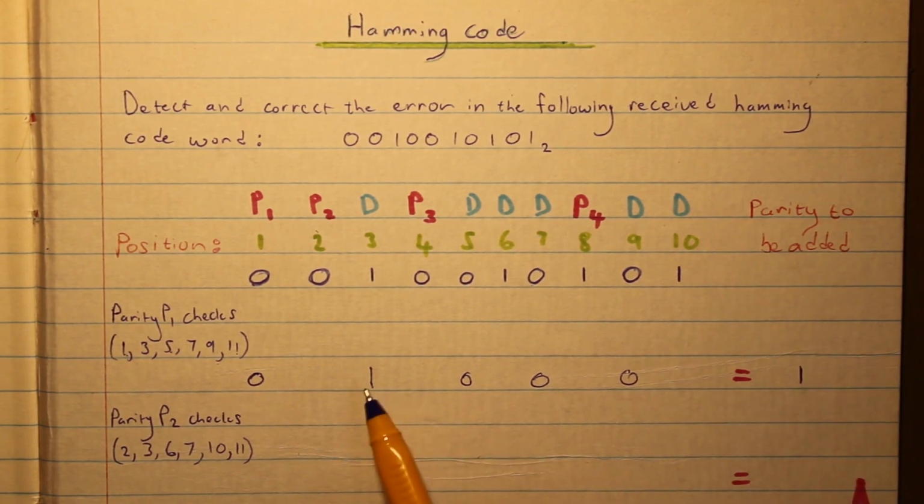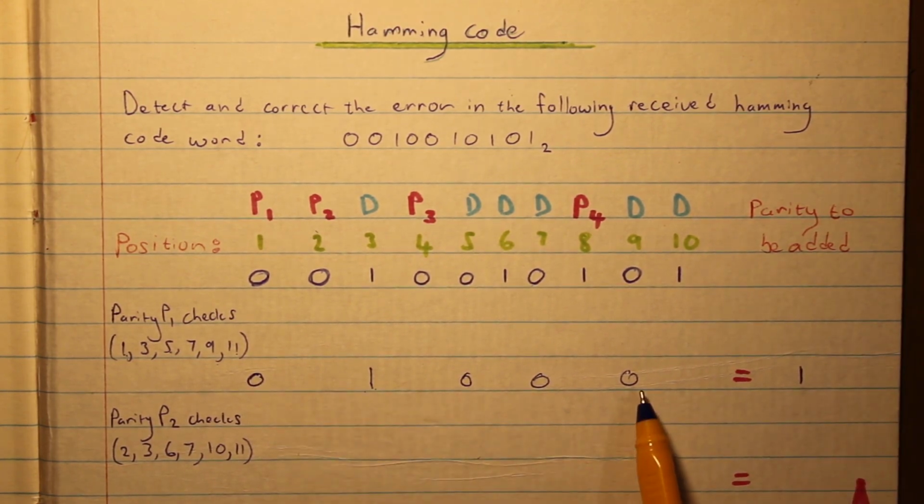Okay, so there's only 1 there, which is an odd number of ones. So therefore, you can add a 1 there and it'll give you an even number of ones. There's another way you can look at it as well: you can say how many ones are there, and you can say it's an odd number of ones, so you can write 1 for odd. Okay, let's do the next one.